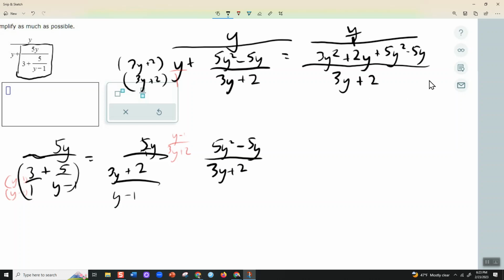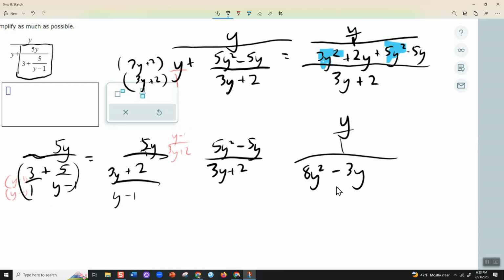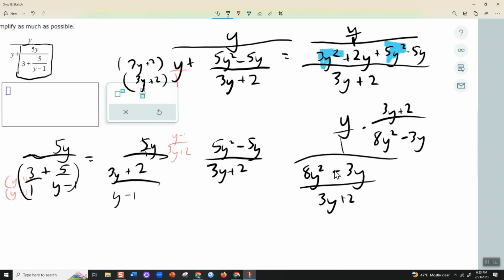But I'm going to multiply by the reciprocal. Before I do that, though, I can notice that 3y squared and 5y squared are the same, so that's going to be 8y squared. So let me rewrite everything here, with the y over 1 over 8y squared, and then 2y minus 5y is negative 3y. And then we've got the 3y plus 2. We're going to multiply by the reciprocal. I'm going to flip this upside down, so this is going to be times 3y plus 2 over 8y squared minus 3y. I just flipped this whole thing and put it there.